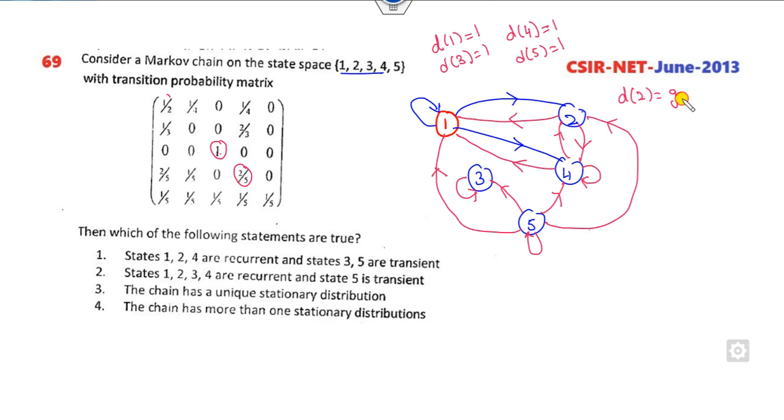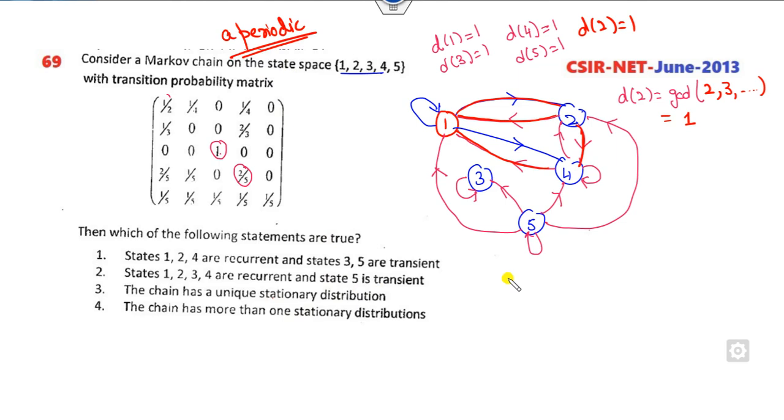That is the GCD of how many ways there are. What are the paths? You can see from 1 to 2, 2 to 4, 4 to 1, 1 to 2, 2 to 4, and so on. So what is the GCD of this? It's 1 again. All have period 1, so it means this is aperiodic. Fine, they are not talking about that. Now, about unique or not, we have proved the aperiodic.